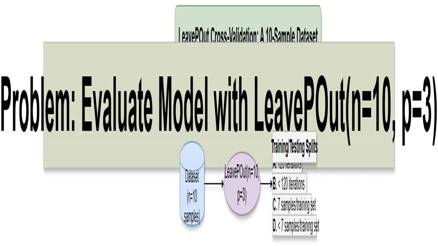We're evaluating a machine learning model using scikit-learn's LeavePOut cross-validation. We have 10 data points, and LeavePOut will divide them into training and testing sets repeatedly. Specifically, LeavePOut with n equals 10 and p equals 3 means we'll leave out 3 data points for testing in each iteration.